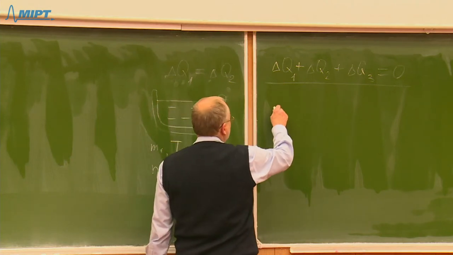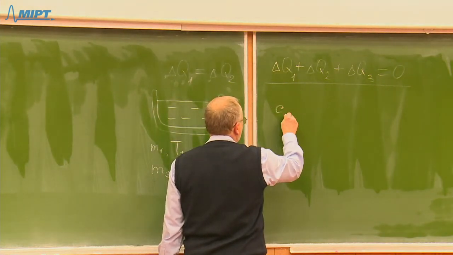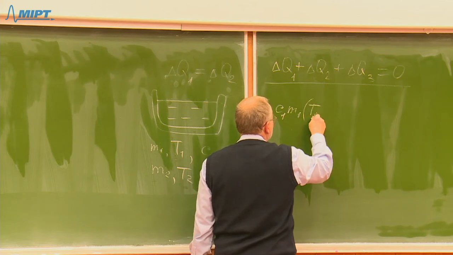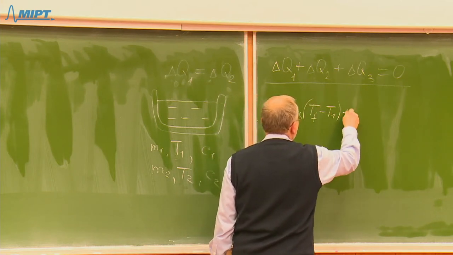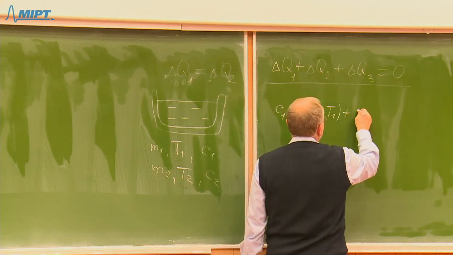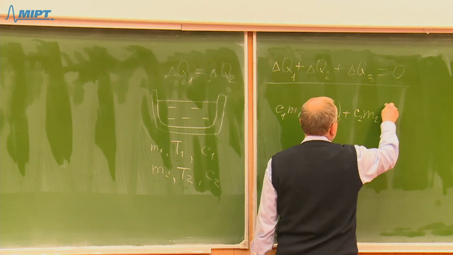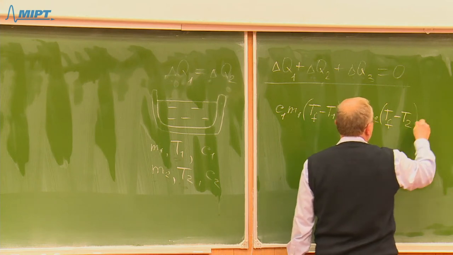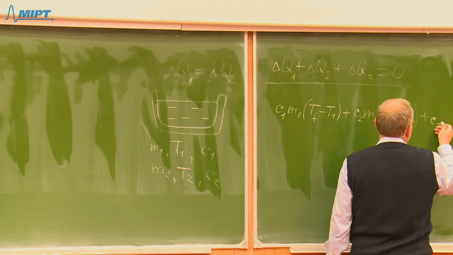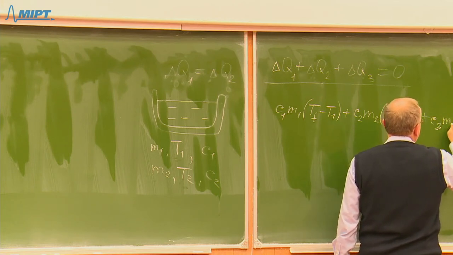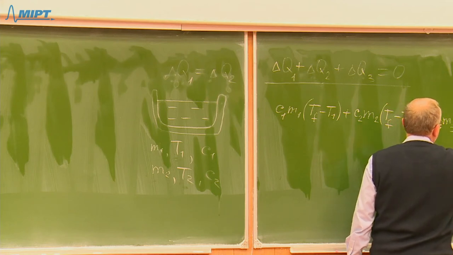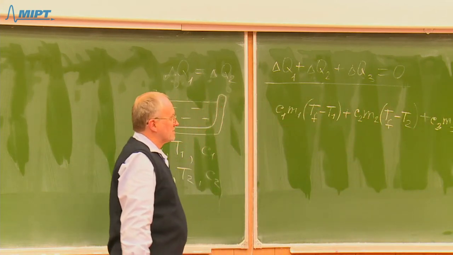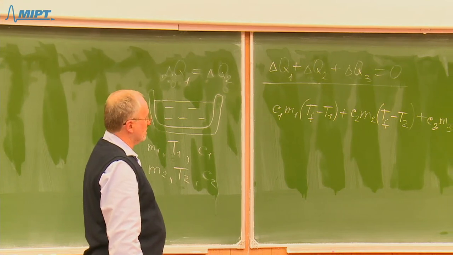What is delta Q1? That is the heat capacity of the first liquid times mass of the first liquid times final temperature minus initial temperature of the first liquid. What is delta Q2? It is the heat capacity of the second liquid and the mass of the second liquid times change of temperature, final temperature minus initial temperature for the second liquid, and the same term related to the last liquid number three. Final temperature minus initial temperature of liquid number three. And all this should be zero. Such is the energy balance equation for the mixture of three liquids.